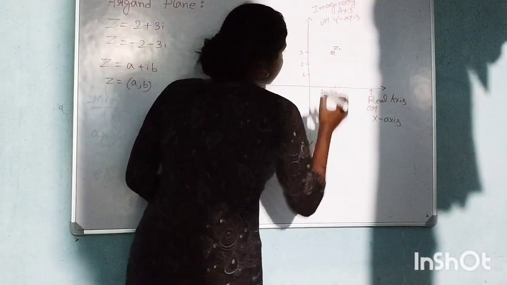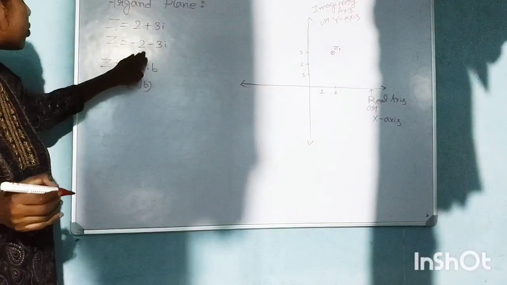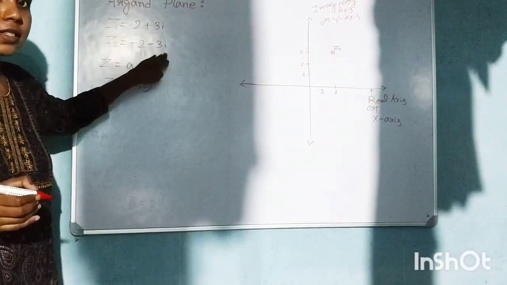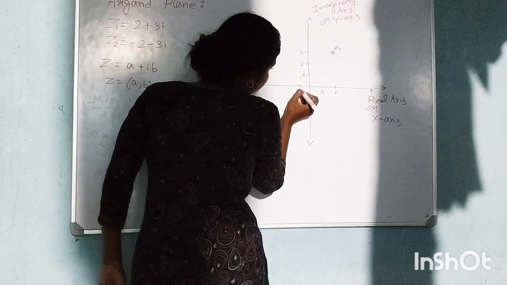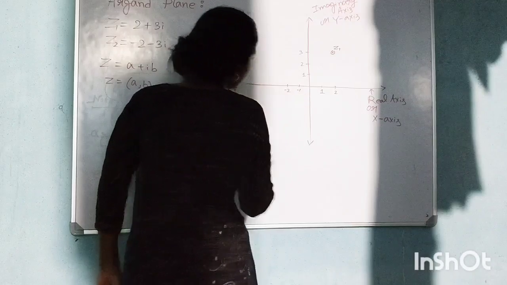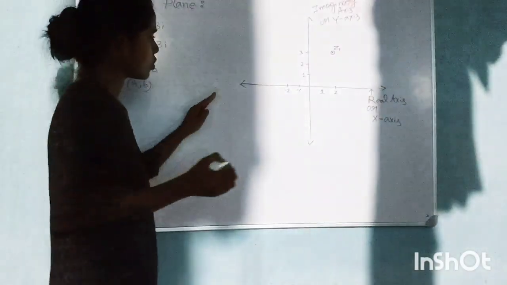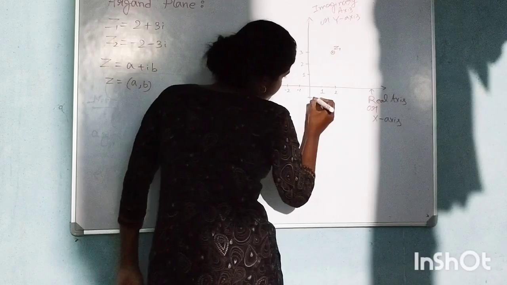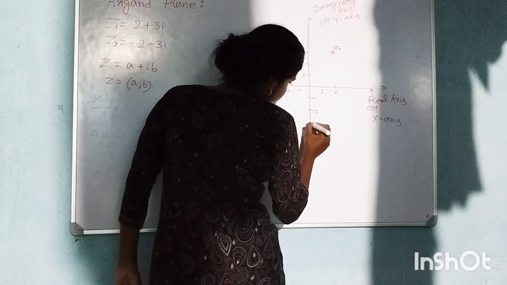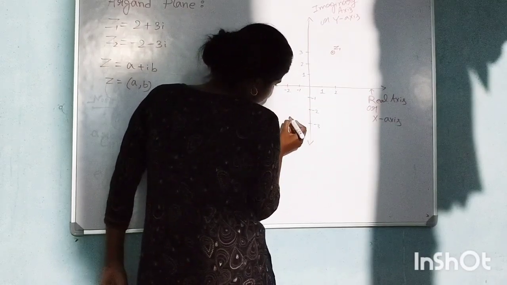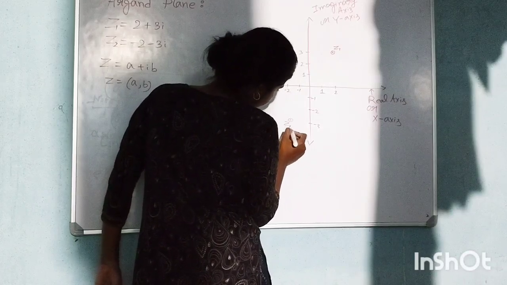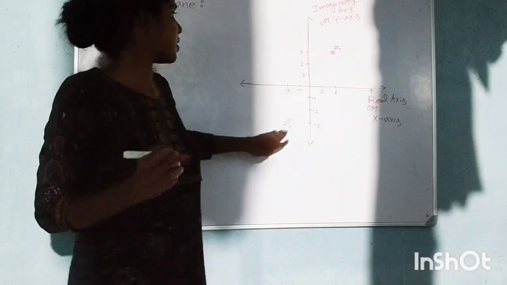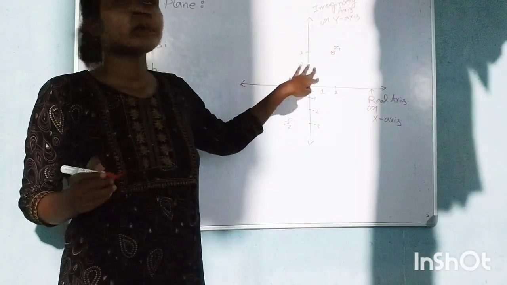This is our z1. Now what is z2? z2 is minus 2 comma minus 3. So minus 2 means negative x, and minus 3 means negative y. So this will be the point of z2. So this is our z1, this is our z2. Any complex number can be represented as a point in the Argand plane.